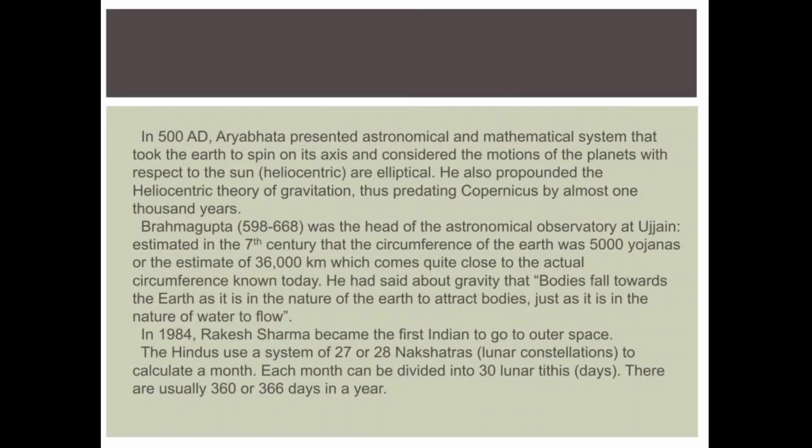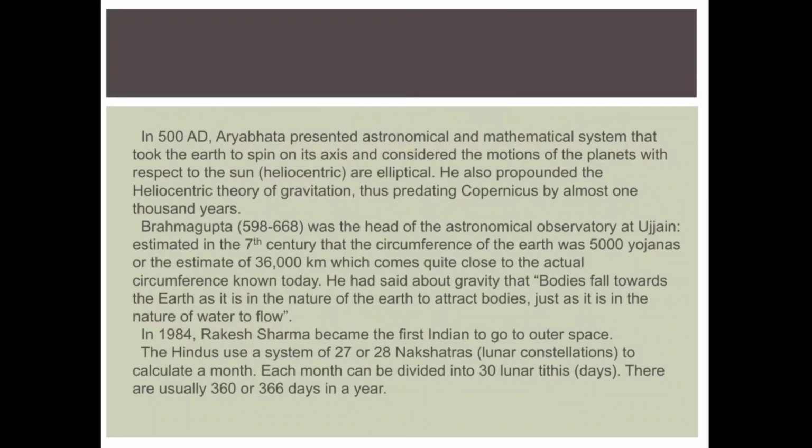He estimated in the 7th century that the circumference of the Earth was 5,000 yojanas, or an estimated 36,000 km, which comes quite close to the actual circumference known today. He said about gravity that bodies fall toward the Earth as it is in the nature of the Earth to attract bodies, just as it is in the nature of water to flow. In 1984, Rakesh Sharma became the first Indian to go to outer space.